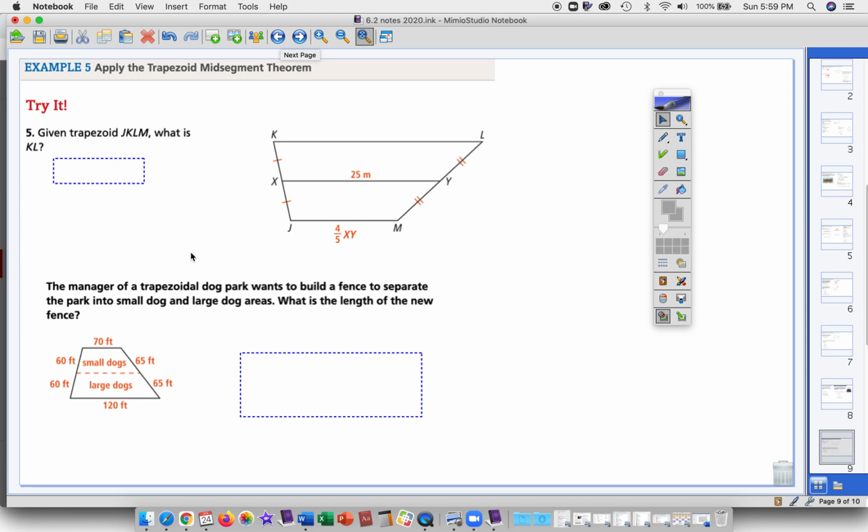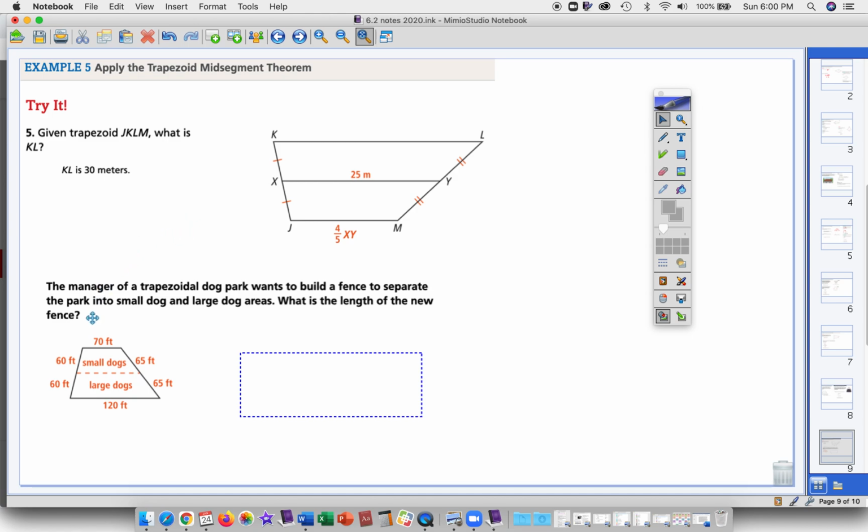Okay, go ahead and try these 2 examples. Pause the video when you're done. Come back and we'll compare. Okay, so in this one, we're asked what is the length of KL? JM is 4/5 the length of XY, so that would be 20. And that's going to make KL a length of 30 meters.